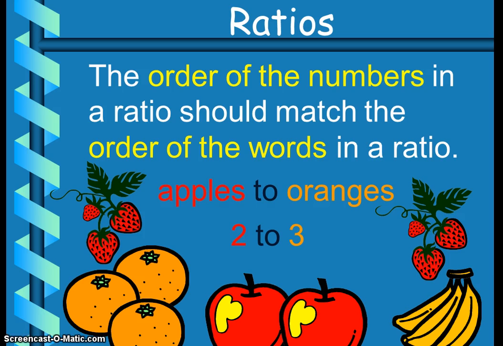If I was going to compare apples to oranges in this picture here, I'm going to say 2 apples compared to 3 oranges. I'm going to say apples first because it corresponds with the first word in the sentence, apples to oranges. So I'm going to say 2 first because there are 2 apples. Okay?